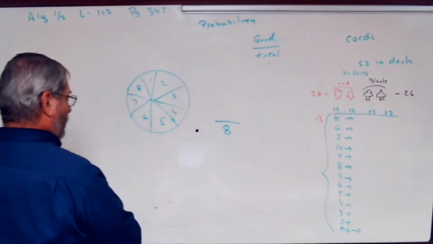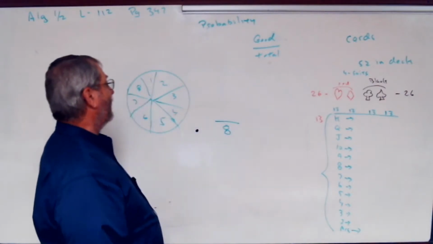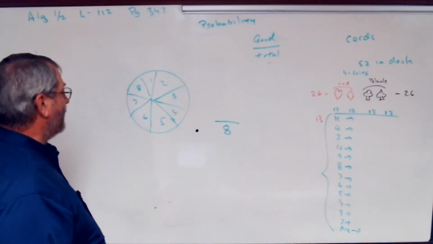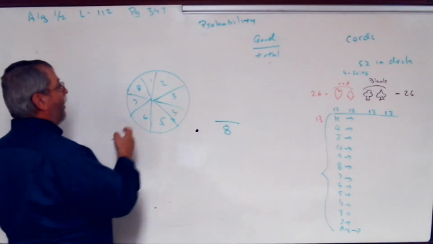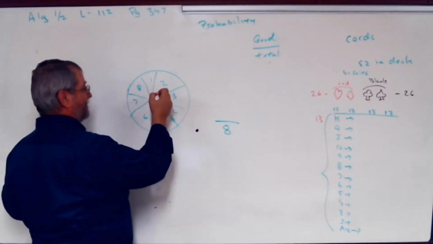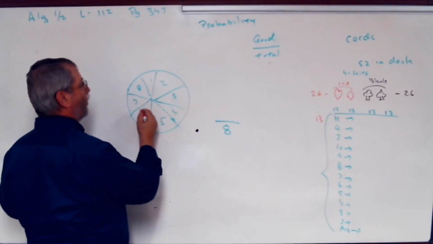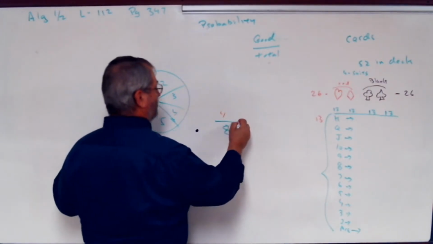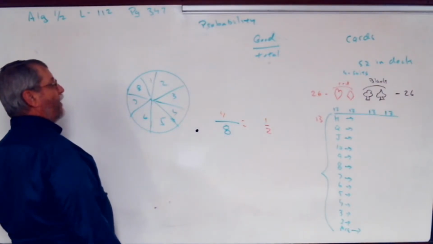We want to ask questions like, if you spun this spinner once, what's the probability of getting a prime number? Well, how many of these numbers are prime? Be careful here. 1 is not prime, but 2 is. So there's 1, 2, 3, 4 primes. 4 out of 8. Okay, and you reduce it. Remember what I said? Always reduce, all right? This is P prime.